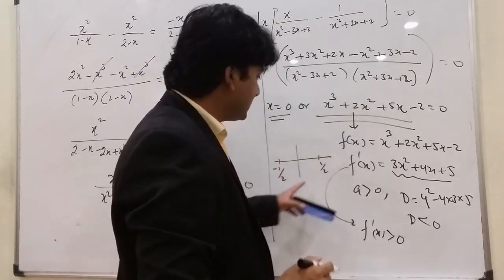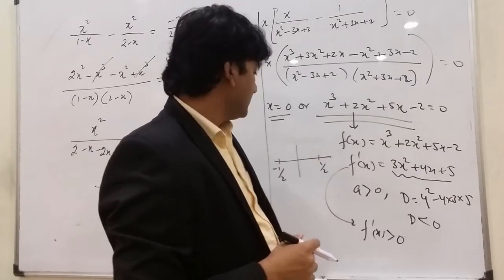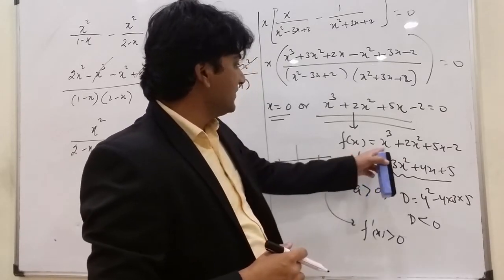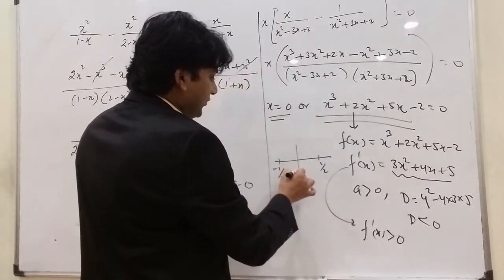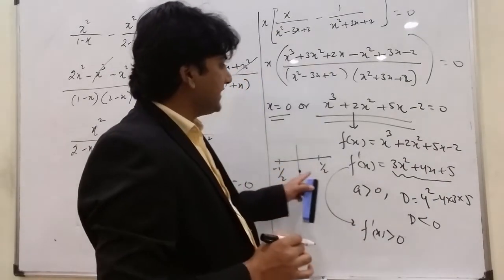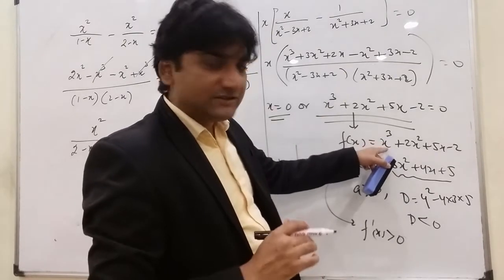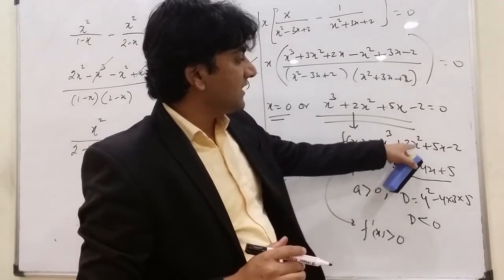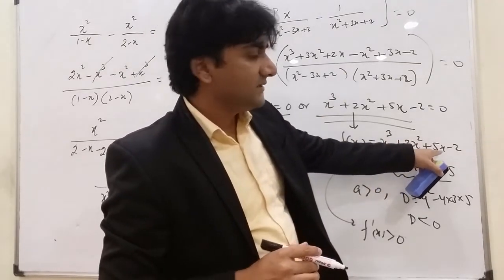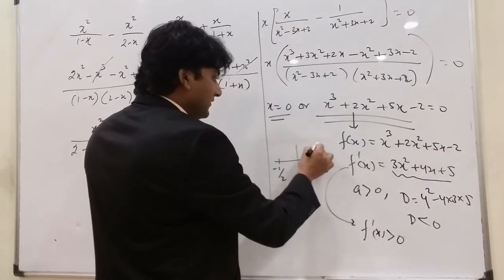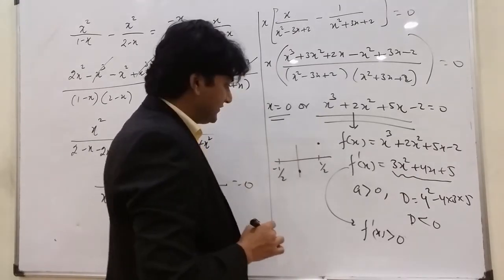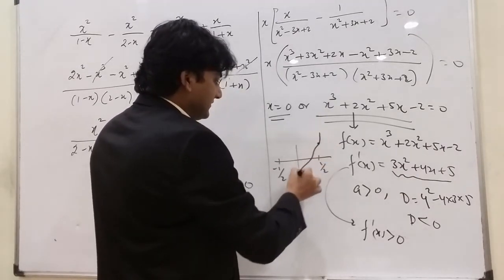Okay, so between minus half and plus half we need to find. By the way, if you put x equals 0 in this, then you will get minus 2. So we got this point. And if you put x equals half, so you can check half whole cube, 2 times half whole square plus 5 times half minus 2. So obviously it would be positive. So here you will have this one point. So graph would be like this.